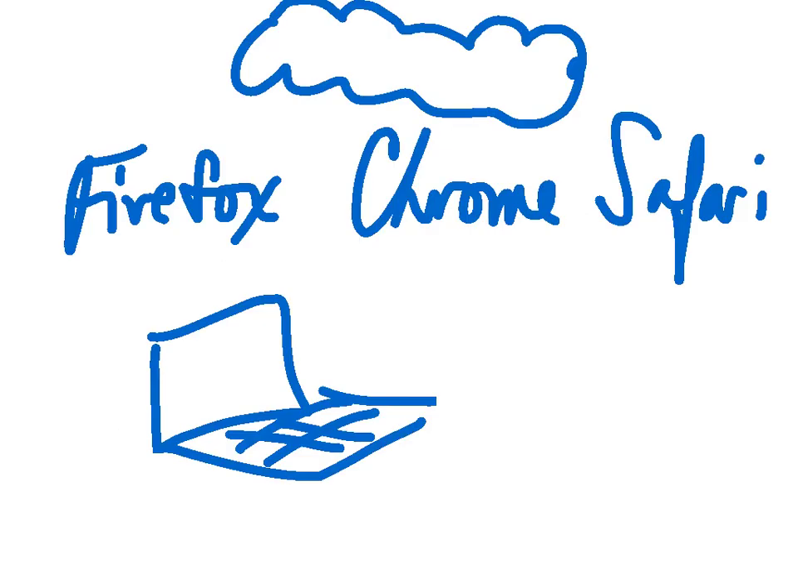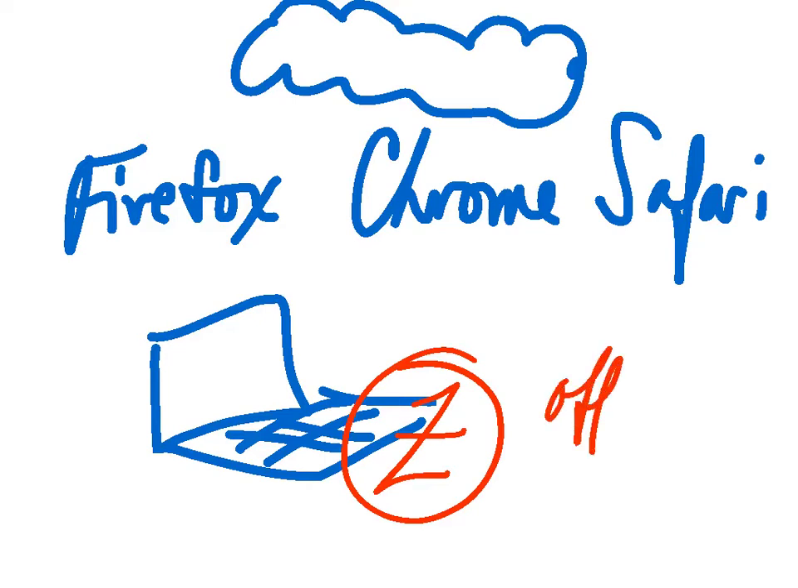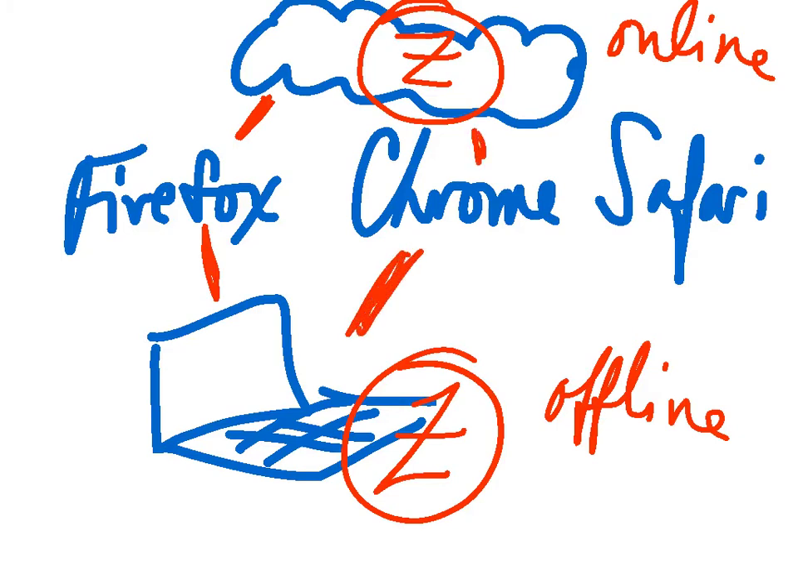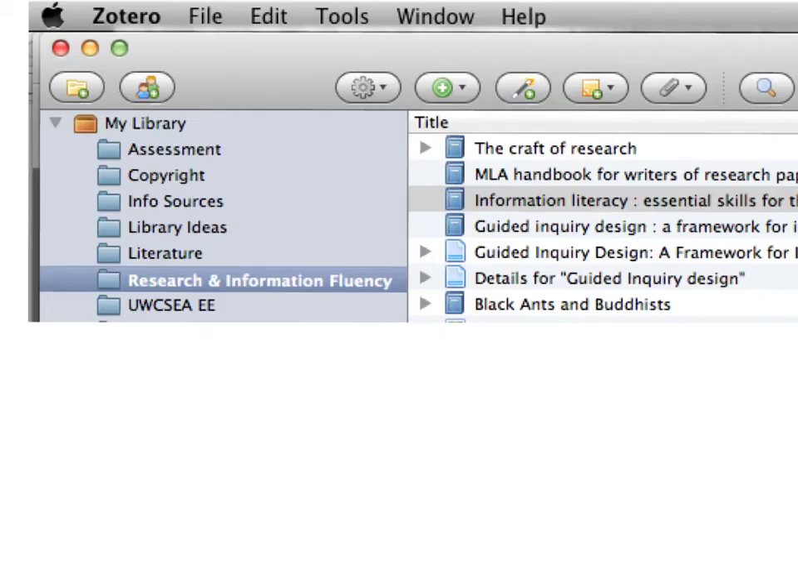So how does it work? Well, there's a standalone program that you're going to download and install on your laptop, which means it's going to be available to you offline. Zotero also exists in the cloud, and you'll be able to sync your items between the two. In between, there are connectors, extensions, add-ons that you're going to install that will help you very easily add items to your library. Here's my library right now.